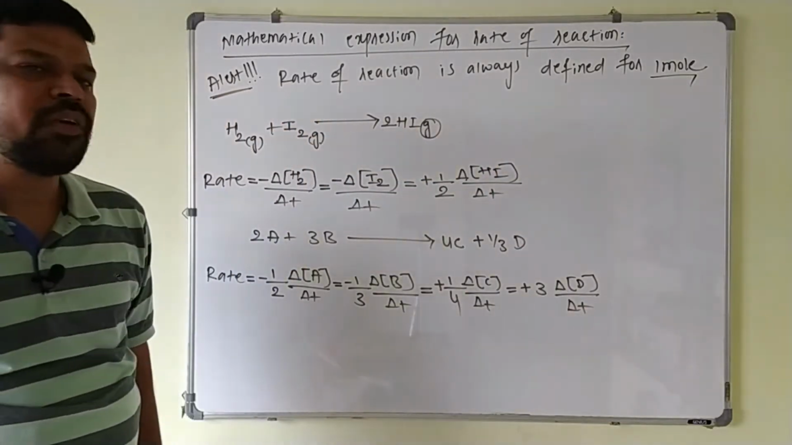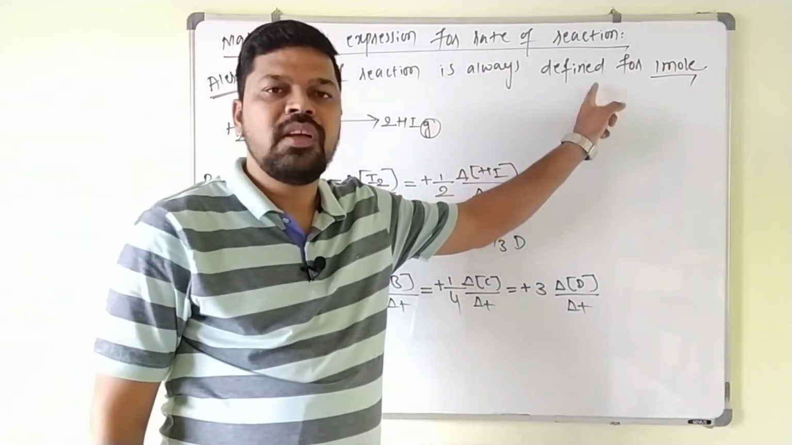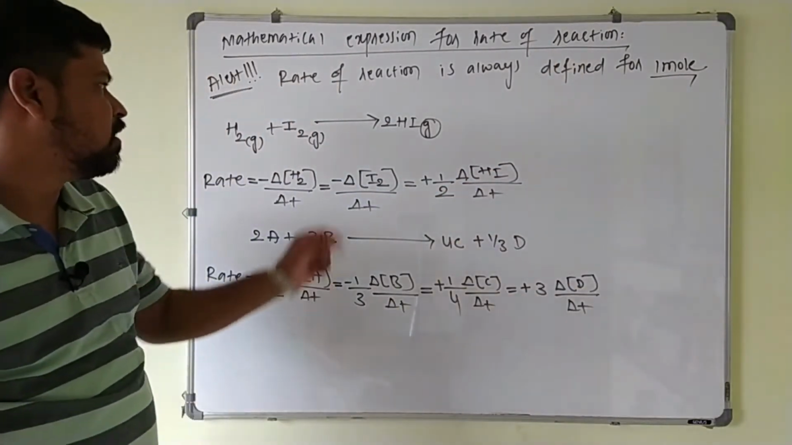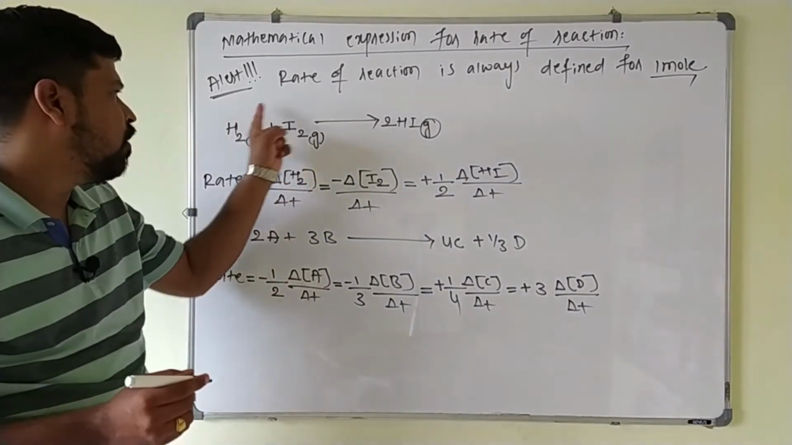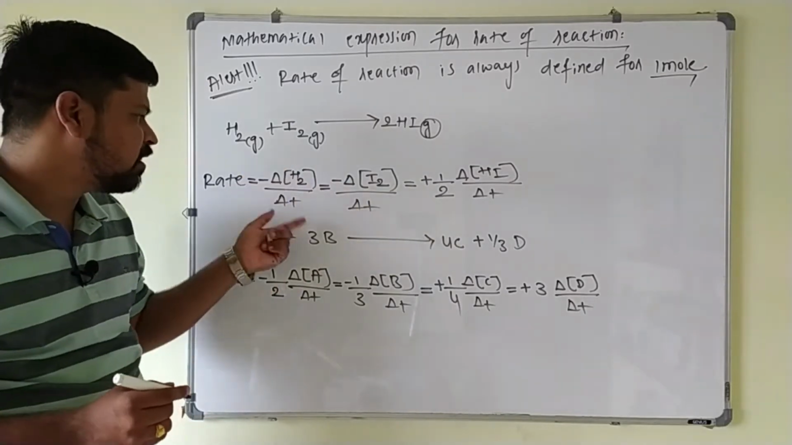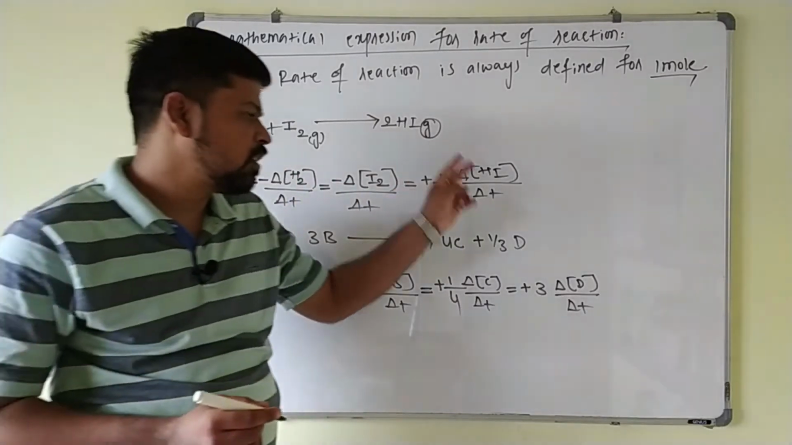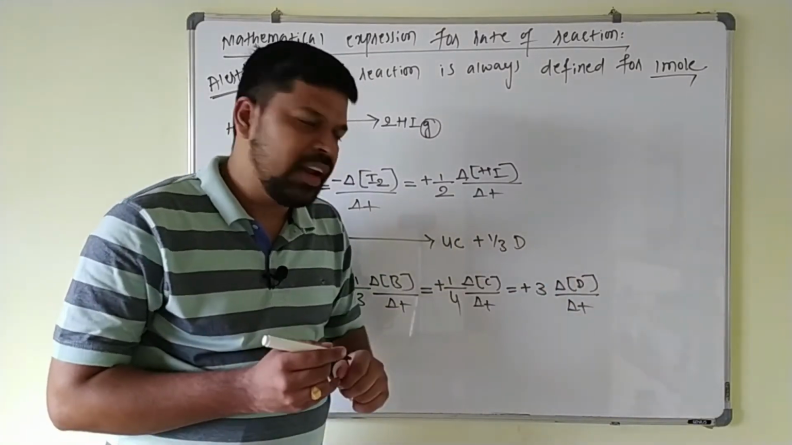One hint you have to remember: the rate of the reaction is always defined for 1 mole. When you write the rate of the reaction expression mathematically, you have to write it for 1 mole only. Whatever the stoichiometric coefficients are, the rate must be divided by them. For reactants you take a negative sign, for products a positive sign. Here 1 by 3 is given, which means it is multiplied with 3 here.